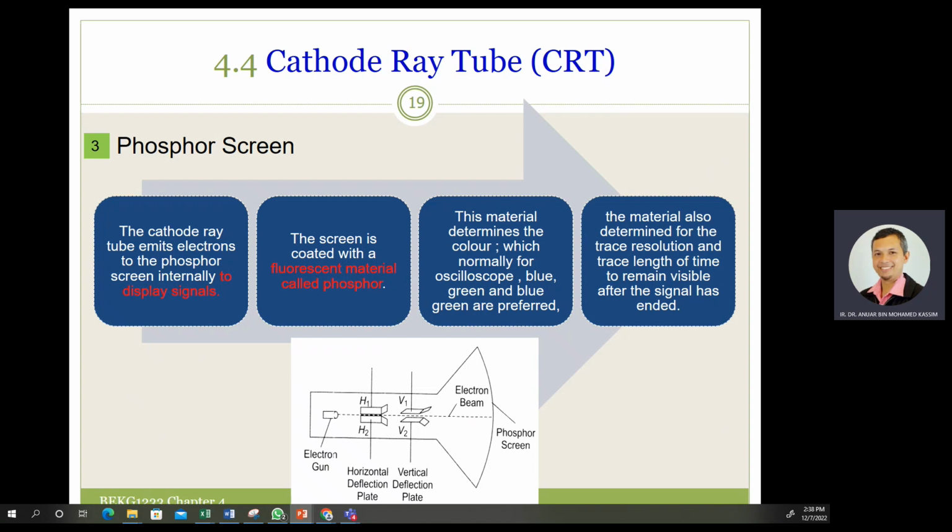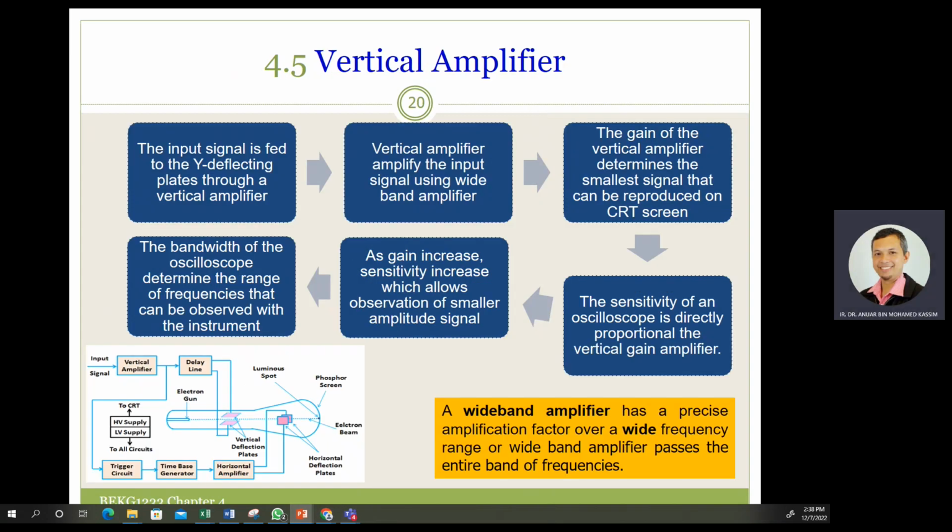Okay, as the vertical amplifier, the input signal is fed to the Y deflecting plates through the vertical amplifier. The vertical amplifier amplifies the input signal by using a wideband amplifier, and the gain of the vertical amplifier determines the smallest signal that can be reproduced on the CRT screen. Therefore, the sensitivity of the oscilloscope is directly proportional to the vertical amplifier gain.